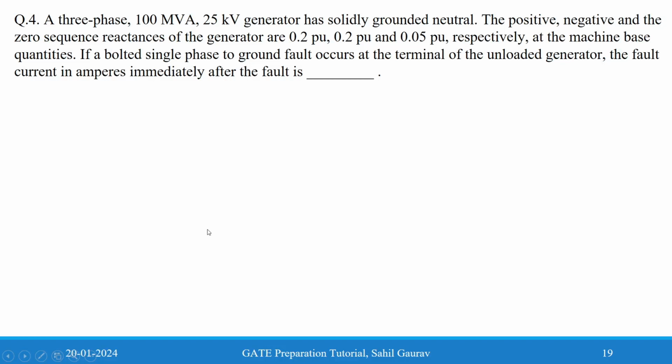Now let us see the next problem. This problem was asked in GATE 2014, and it is also of 2 marks. Fault analysis problems are very simple, and you can easily solve them just by knowing the equivalent reactance diagram during each type of fault, like LG fault, double line fault, line to line fault, or line to line ground fault. Nothing is much more complicated in fault analysis.